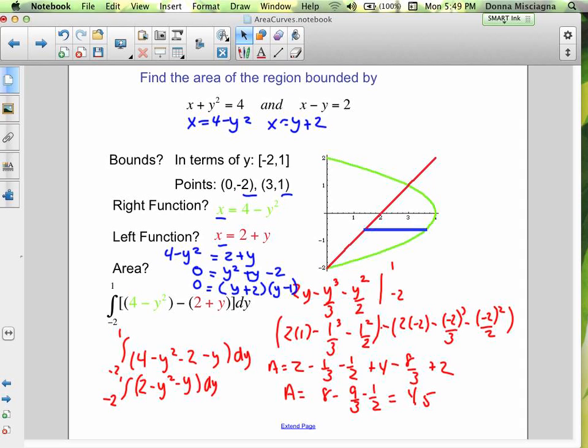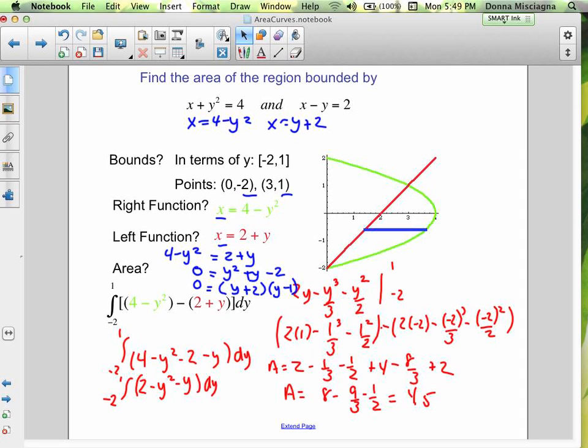All right, so we're going to have 2 minus 1/3 minus 1/2. We'll have 2 negatives, that's going to be a plus 4. We're going to have 3 negatives, that's going to be a minus 8/3, and 2 negatives, that's going to be a plus 2. So we can add the 4 and the 2 and the 2, and that's 8. The negative 8/3 and the negative 1/3 is negative 9/3, that's just 3.